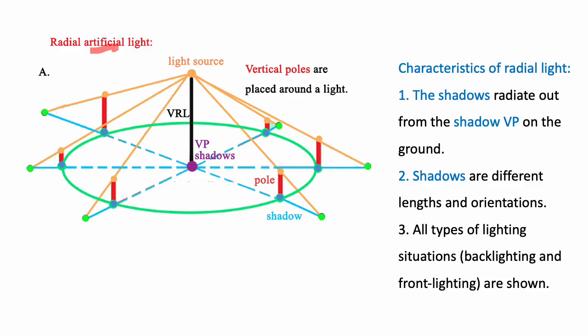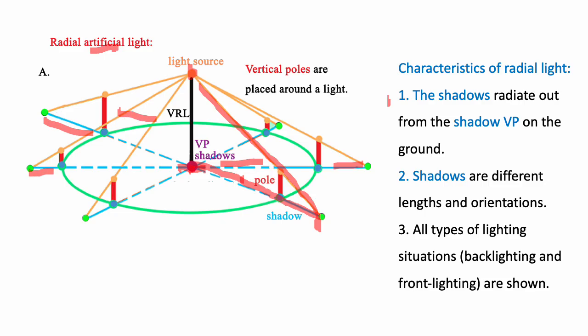Artificial light is totally different from sunlight. Here we have the lamp, and vertically below is the vanishing point for shadows, which is on the ground, not on eye level as it would be with sunlight. The lines go from this shadow vanishing point under each of these poles, and where it intersects light that hits the top of the pole is the end of the shadow. Some of the characteristics are that the shadows radiate out from this shadow vanishing point. Their shadows are different lengths and different orientations, and you can see all kinds of lighting.